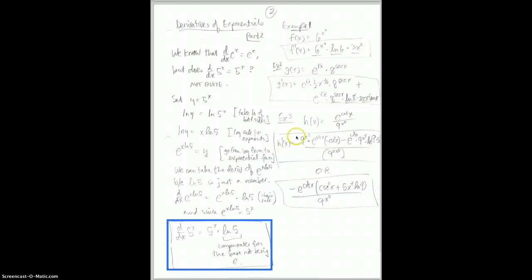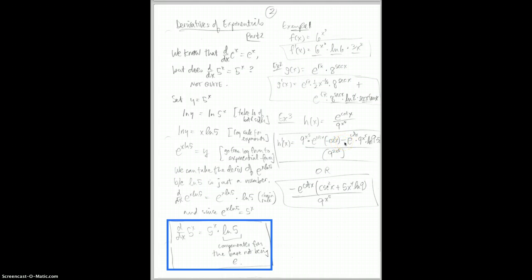Next one involves quotient rule. You have e to the cotangent of x over 9 to the x to the 5th. Well, the derivative will be low d high, low, 9 to the x to the 5th, times the derivative of what's on top. It'll be e to the cotangent of x times the derivative of what's inside. The derivative of cotangent is negative cosecant squared.